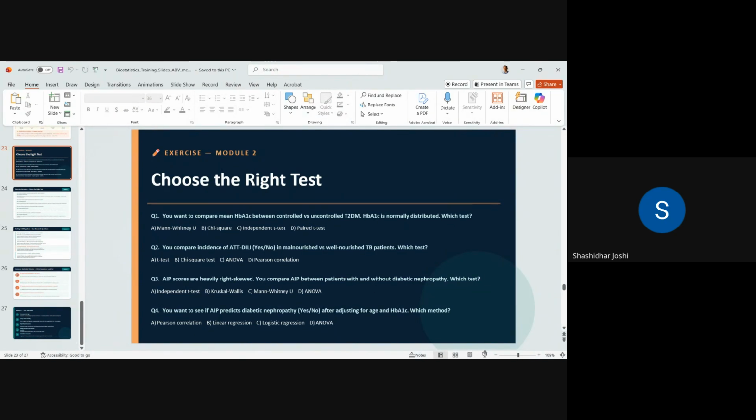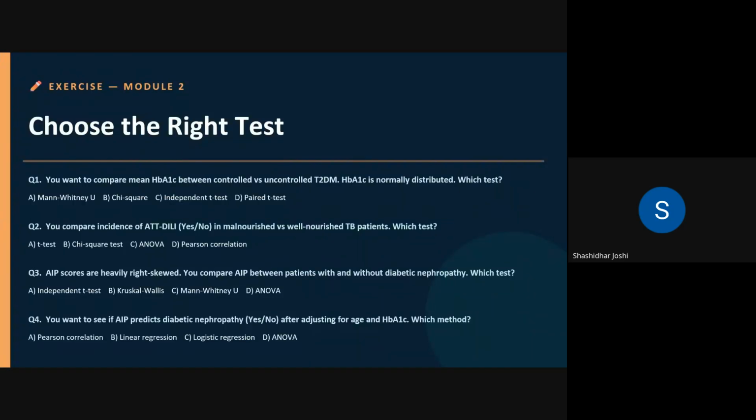So let's see this. Choose the right test. First question: you want to compare mean HbA1c between controlled versus uncontrolled type 2 diabetes. HbA1c is normally distributed. Which test do you have to use? You can put it in the chat box. It's pretty simple because we have already covered this. It's just revisiting the concept. And the objective of these 4 questions is just to make your life simple. Don't worry too much about formulas and things like that.